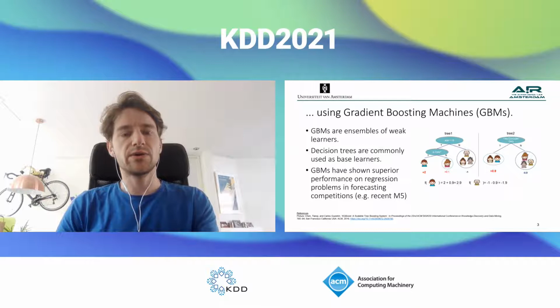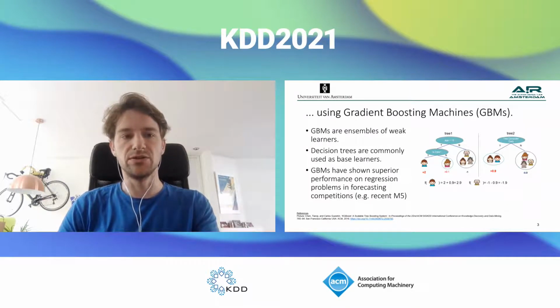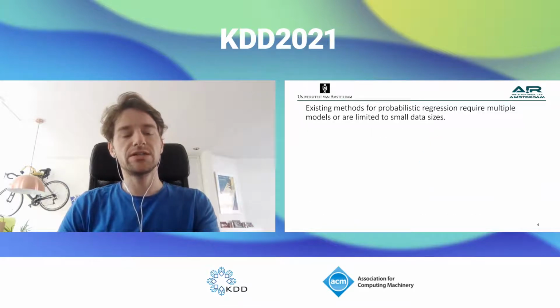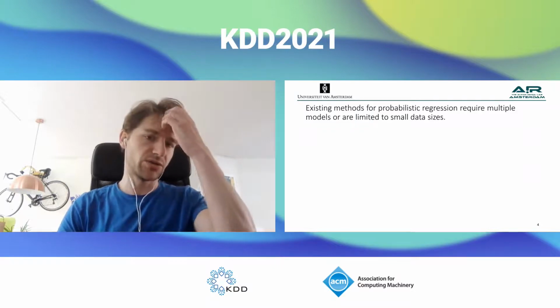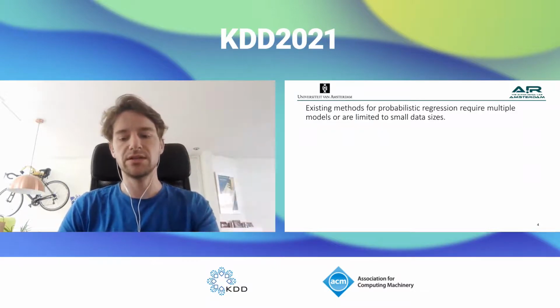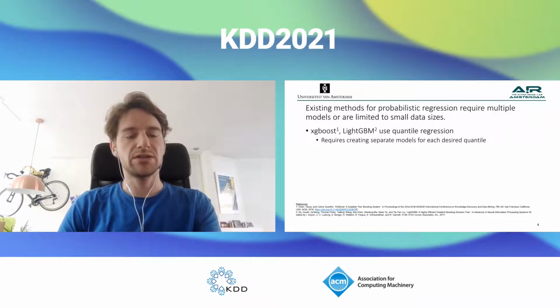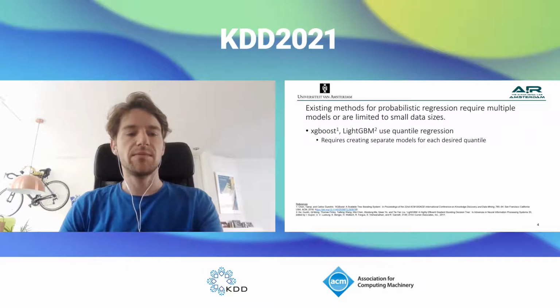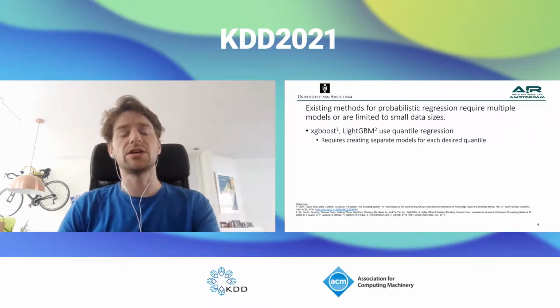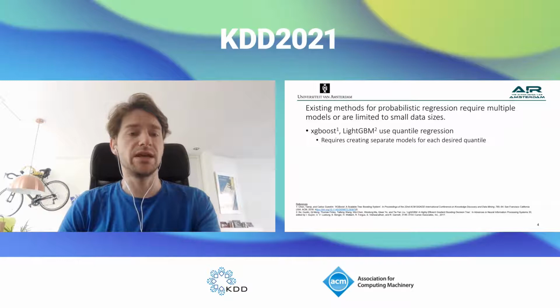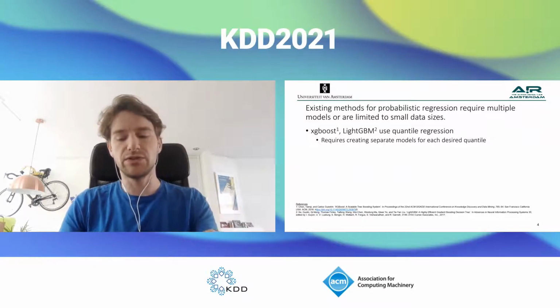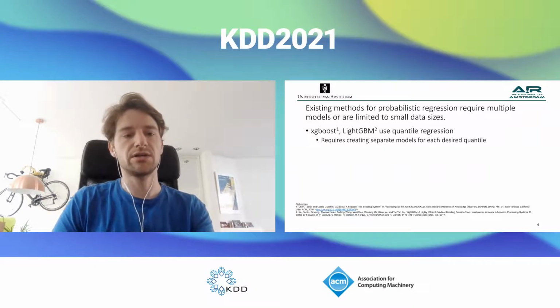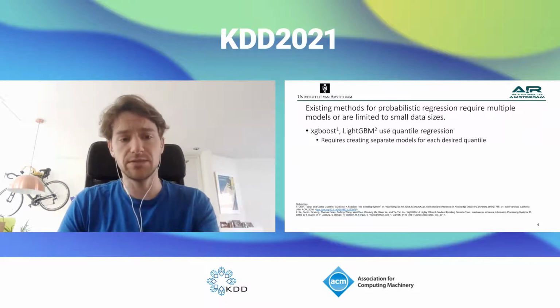So if we look at probabilistic regression using GBMs, what do existing methods do? Well, existing methods for probabilistic regression typically require multiple models, or they are limited to small data sizes. If we look at popular packages such as XGBoost or LightGBM, they commonly use quantile regression. But this requires creating separate models for each desired quantile. So in order to get a full overview of the distribution, you need to train a lot of models. And this is computationally expensive.